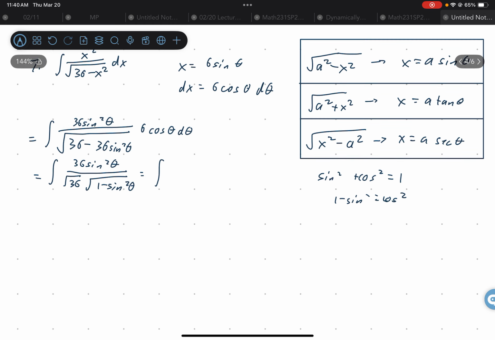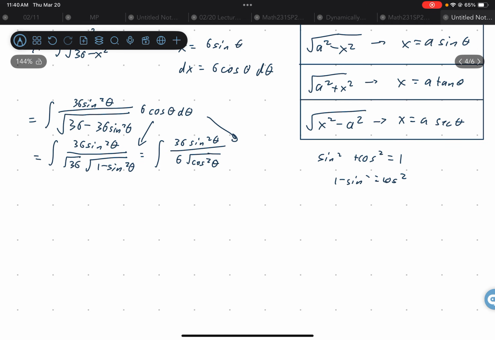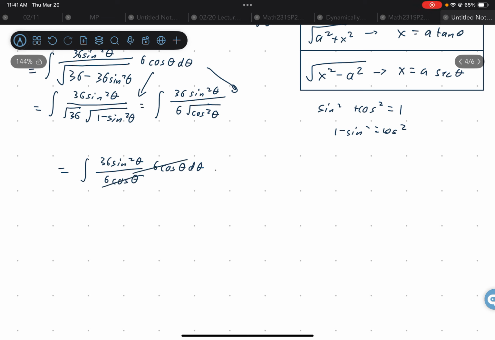So now we can say the integral is 36 sine squared theta over, and then the square root of 36 is 6, times the square root of cosine squared theta. And obviously this should go here. Sorry, I was lazy, so let's rewrite this. Let's say 36 sine squared theta over 6 cosine theta times 6 cosine theta d theta. Alright, so we cancel this out. That's going to be the antiderivative of 36 sine squared theta d theta.